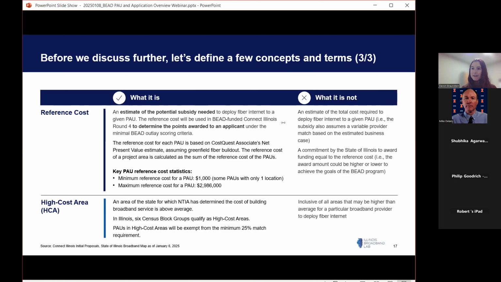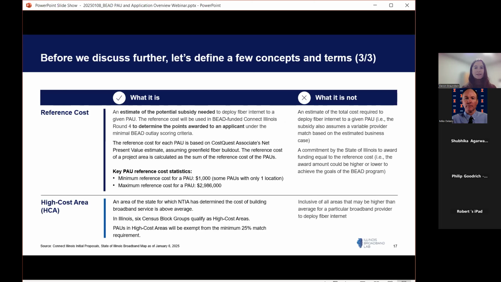I think I covered here what it is not. Maybe one other thing to highlight is that it's not any sort of cap on what we might subsidize for a PAU, and it's also not a commitment to what we would fund for that PAU. It's simply a reference. It's a benchmark that is used as a tool for you to make estimates and as a tool in scoring. But we could go much higher, we could go much lower, depending on many factors.